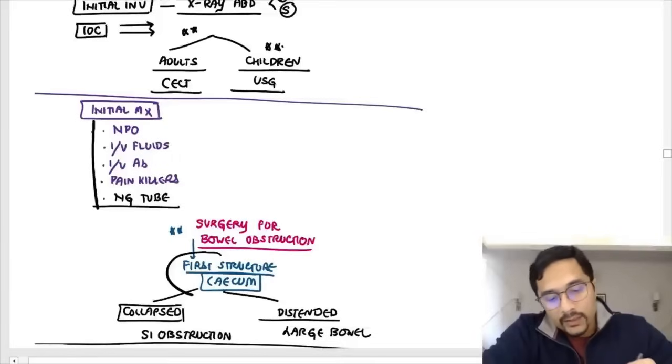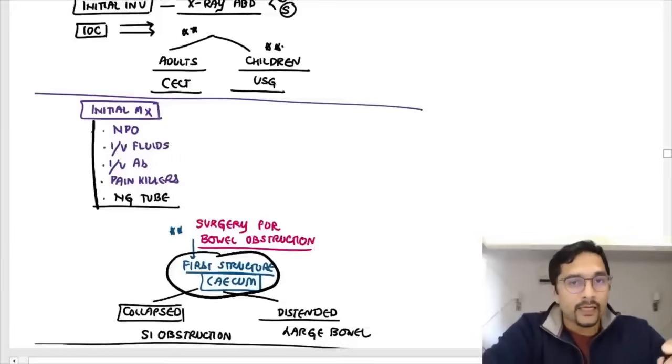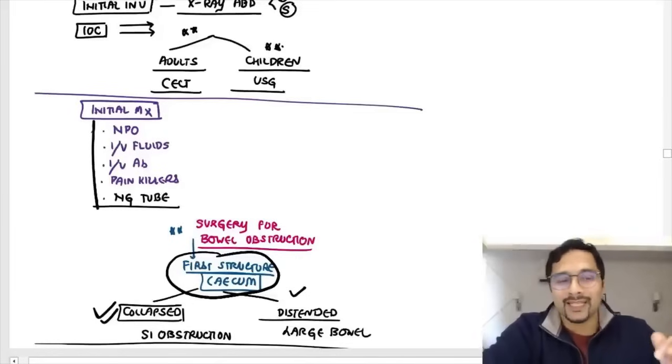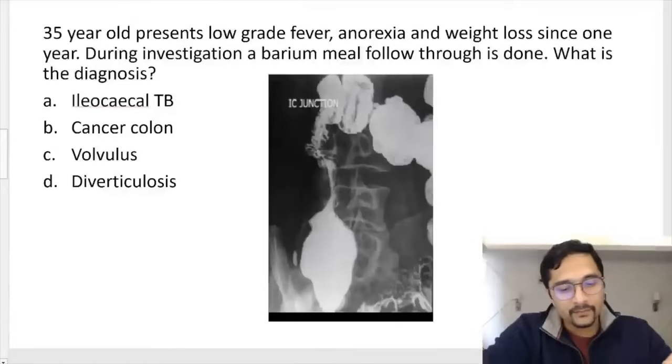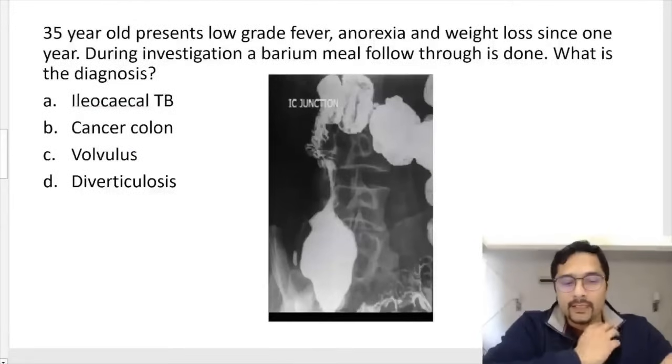Now, when we do surgery, the first structure which we need to analyze is the cecum. If the cecum is collapsed, we call it small intestinal obstruction. If the cecum is distended, we call it large bowel obstruction. So the first structure we are going to see is the cecum. This was also asked in the FMG exam.